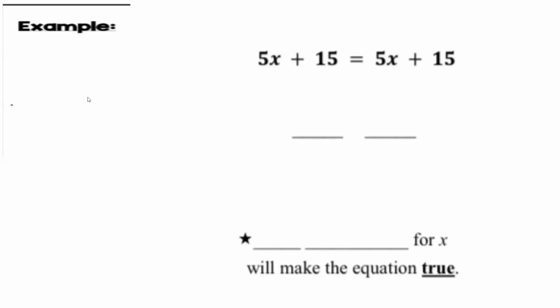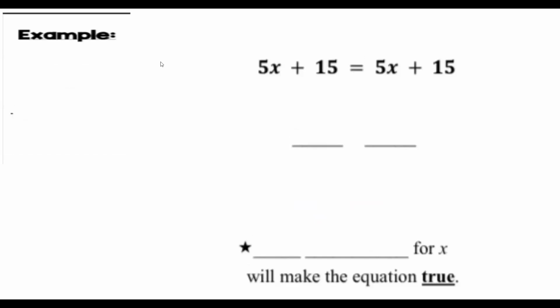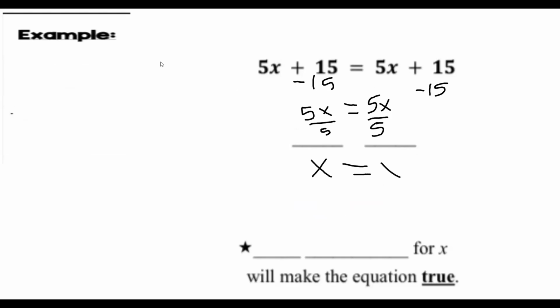Now let's go over an example. So we know how to solve for x. Let's subtract 15 from both sides. So now we're left with 5x equals 5x. And we're going to divide 5 from both sides. So x equals x.